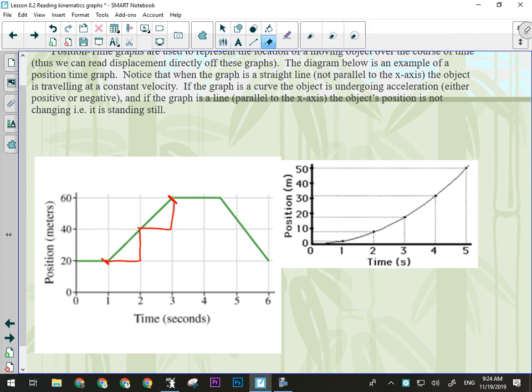Okay, what is the object doing between 3 and 4.5 seconds? Nothing. Its position doesn't change for a second and a half. What's it doing between 4.5 and 6 seconds? It's moving backwards at a constant velocity. Again, it's a line, it's not a curve, it's a line.